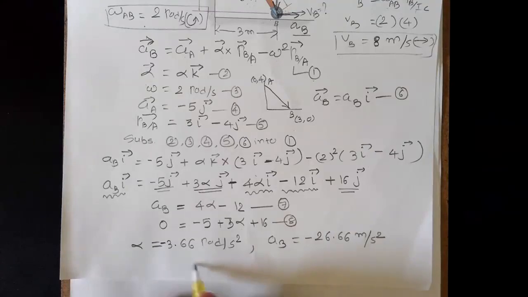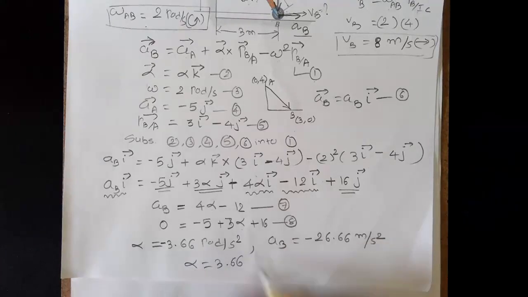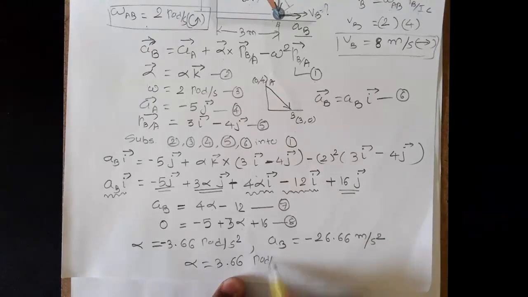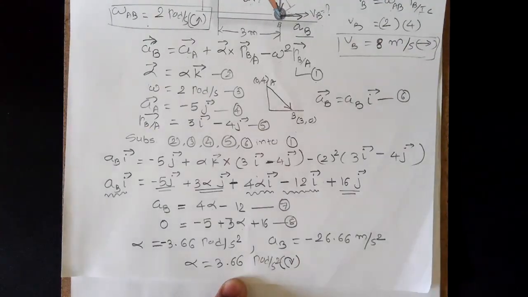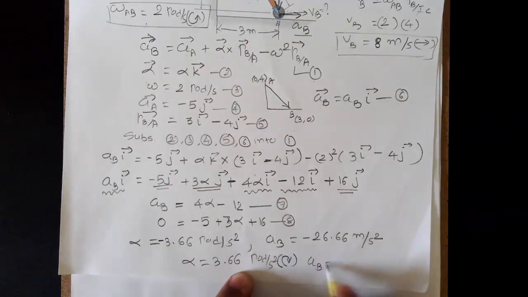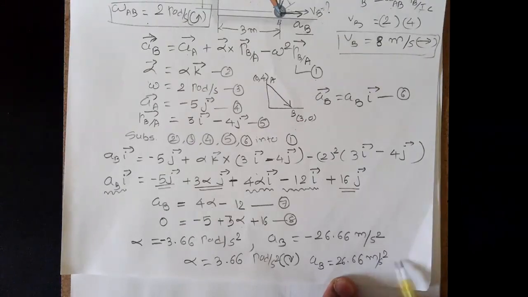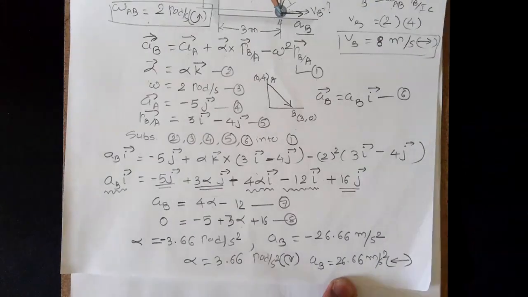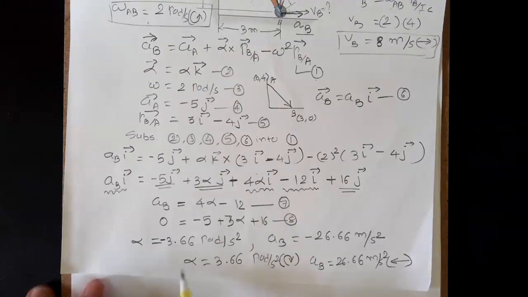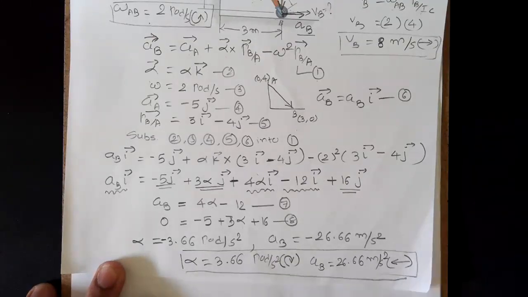So the correct answer is alpha is equal to 3.66 radians per second square. And to avoid any positive negative confusion, I draw the actual direction, which is clockwise. Okay. And a_B is 26.66 meters per second square, and I draw the actual arrow which is going left. These are our final answers. Okay, that's the end of the solution.